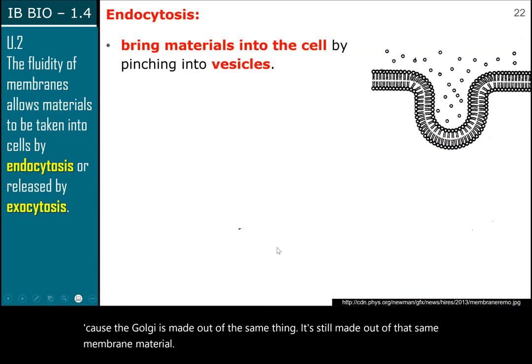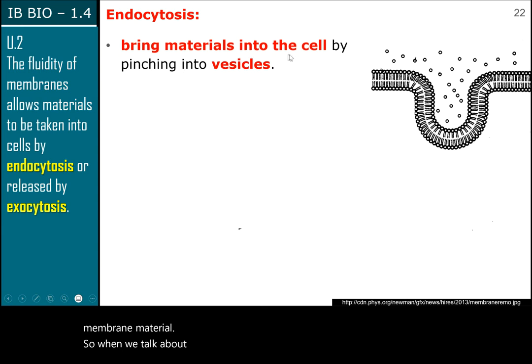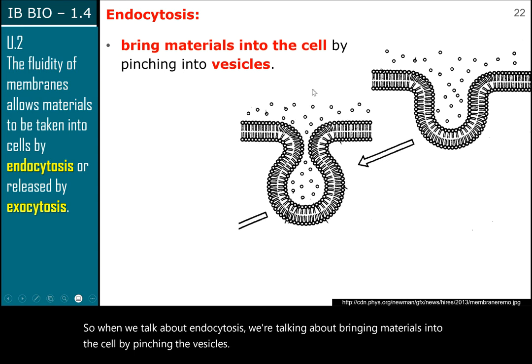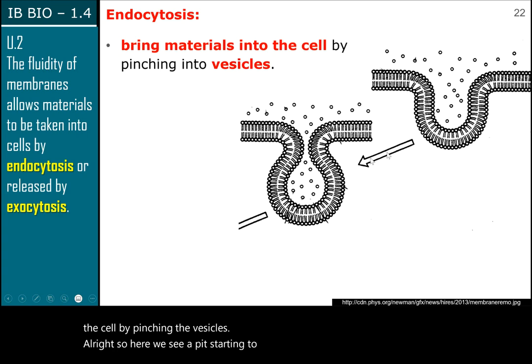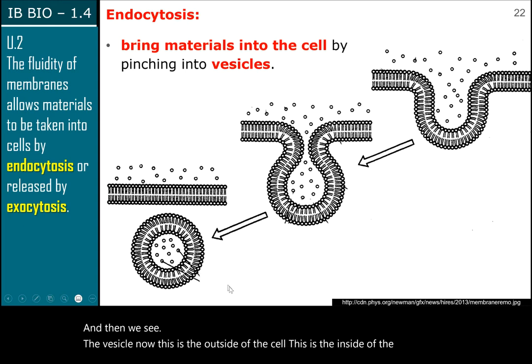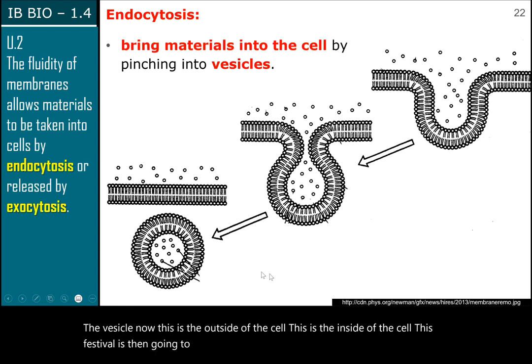So when we talk about endocytosis, we're talking about bringing materials into the cell by pinching the vesicles. All right, so here we see a pit starting to form. We start to see that membrane pinch off. And then we see the vesicle. Now, this is the outside of the cell. This is the inside of the cell. This vesicle is then going to transport to the Golgi and bring whatever materials in. It might just release them in the cell, depending on what it is.